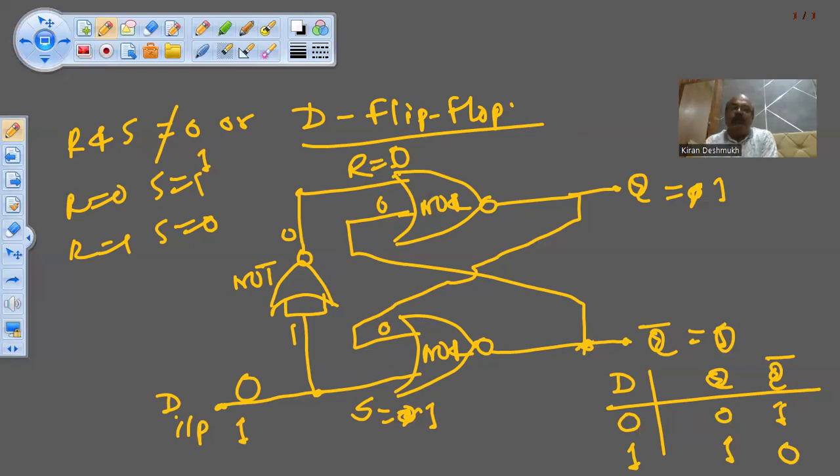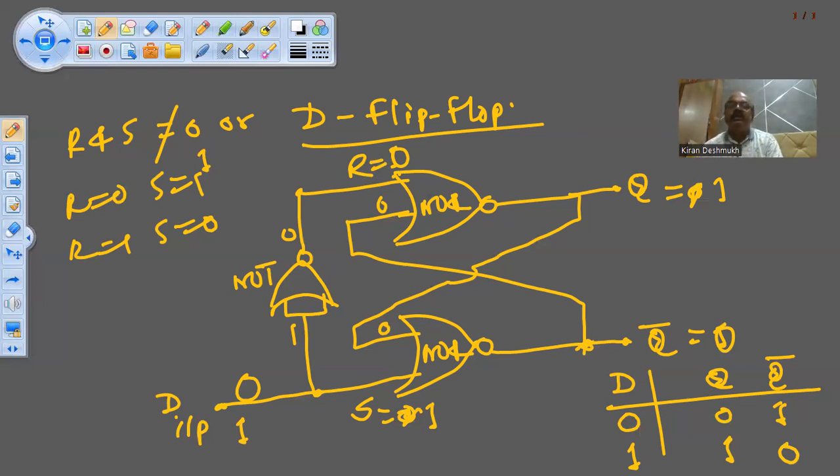So there is no possibility of both R and S becoming 0 at a time, or both R and S becoming 1 at a time. This possibility is not there in case of the D flip-flop. So it has only two states and only one input, that is called as the D input or data input. So that's all about the RS and D flip-flop.